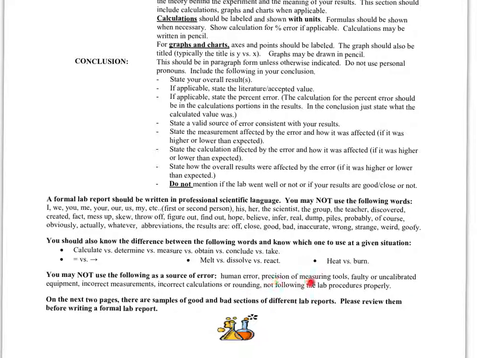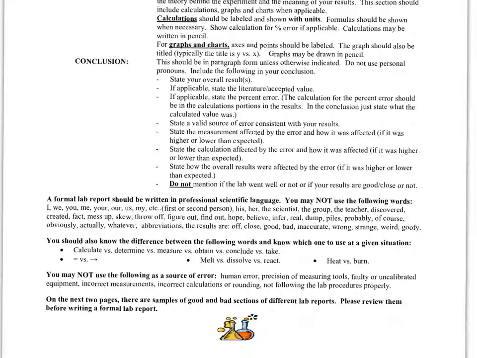You can't blame precision of measuring tools. So you can't say, the balance was not precise or the balance is not calibrated. You can't blame faulty or uncalibrated equipment. You can't say it was measured wrong, because that's blaming you or your partner. You also can't say that you have incorrect calculations or rounding, because that's also blaming you or your partner. That means you can't measure right, or you can't calculate right, or you can't round right. So you can't use any of these as your error.